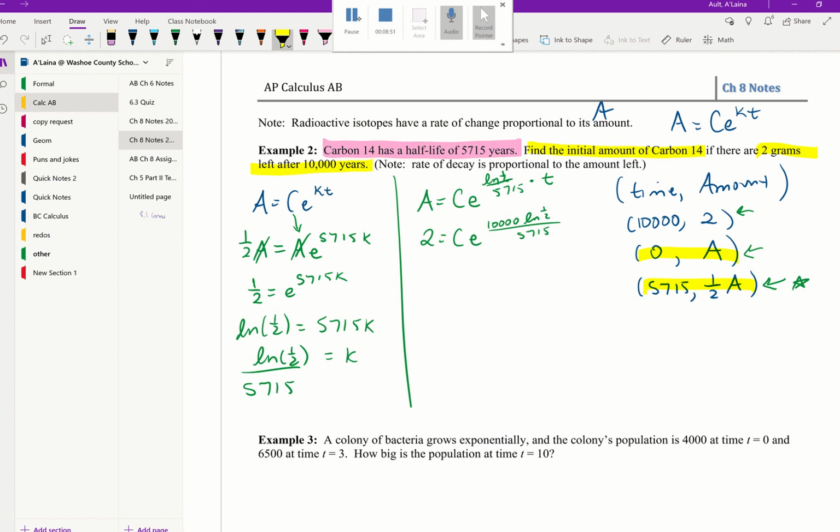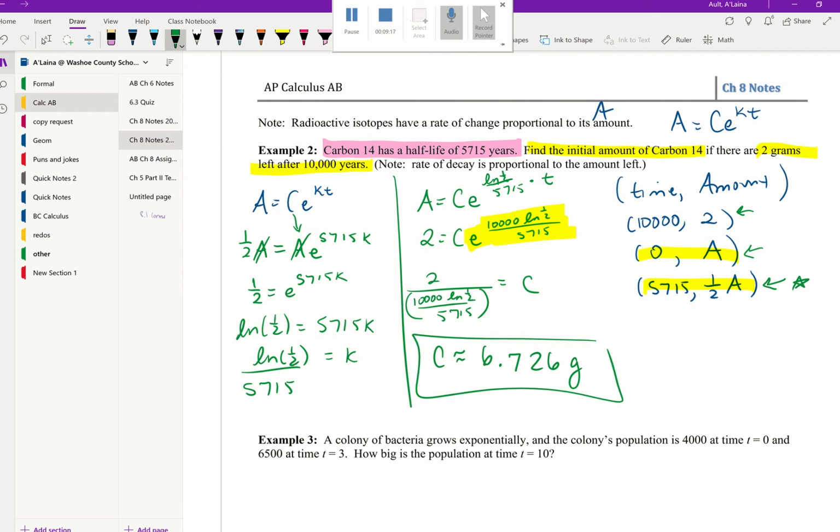Well, all of these are just constant values. So really, I could say that 2 divided by all of that, might want to use some parentheses right here, that's equal to C. And if you put that into the calculator, the C, the initial amount, is 6.726 grams. Talking is hard, sorry.